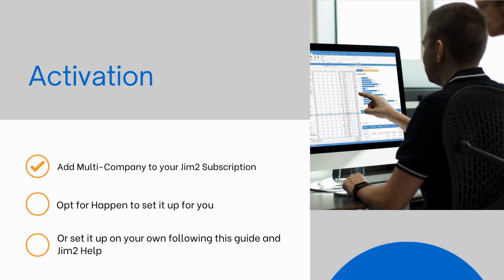After you've purchased a license for the multi-company feature, you can opt to engage with our professional services team to have it set up, or you can set it up yourself. If you're an existing Jim2 customer with multiple businesses and would like to merge them into a single database, please get in touch with our professional services team.